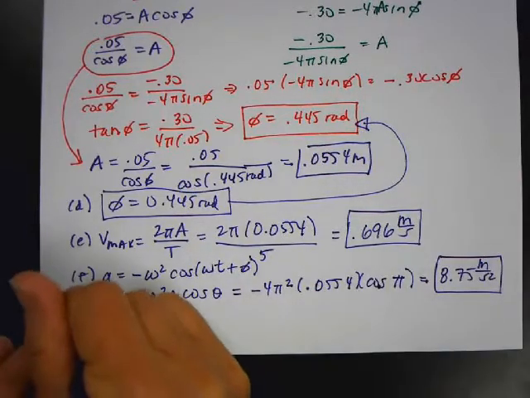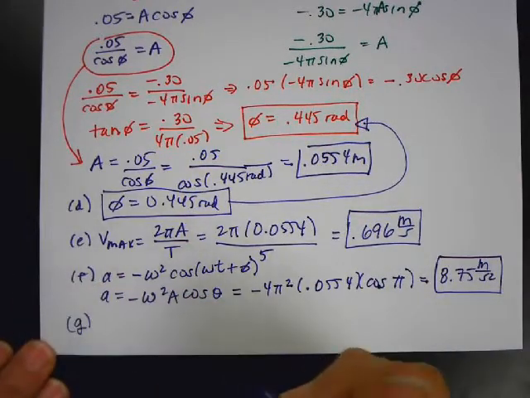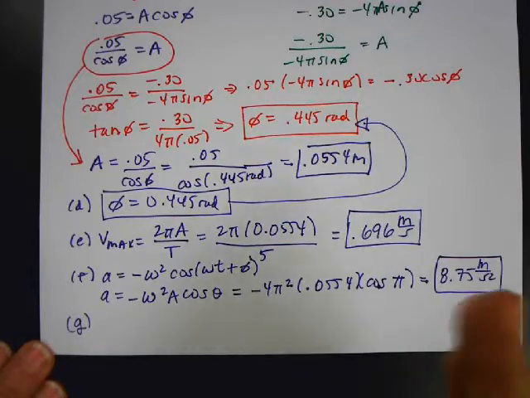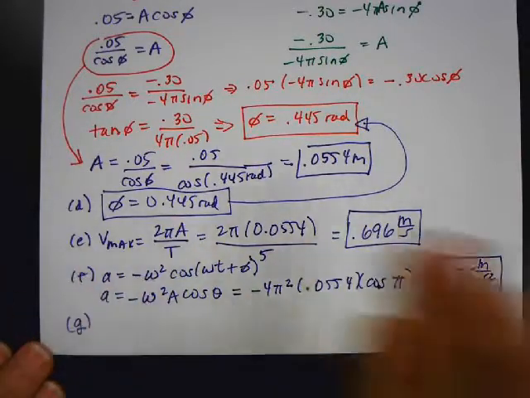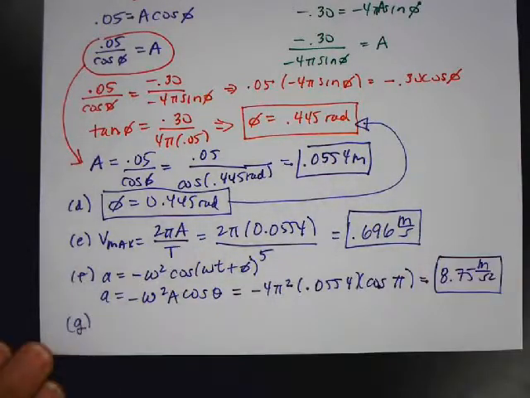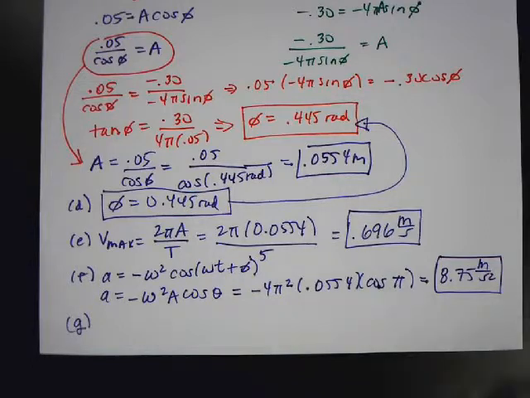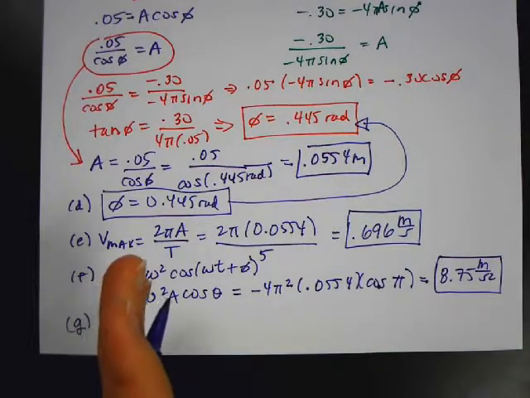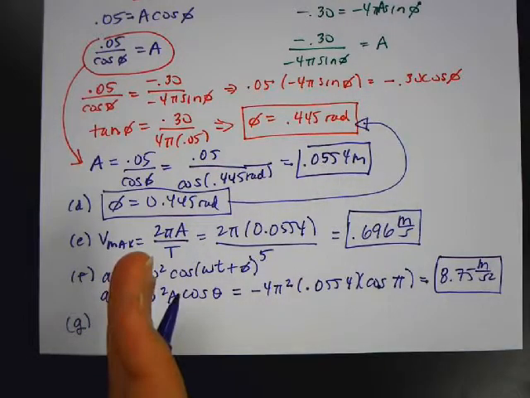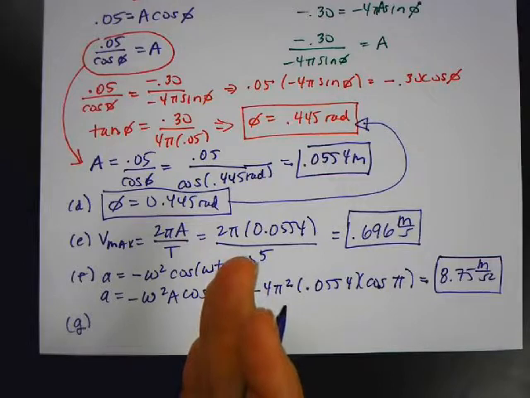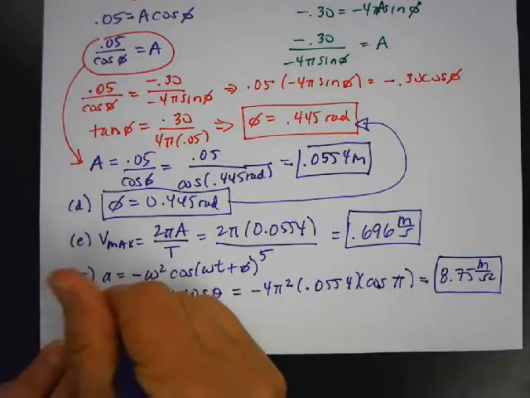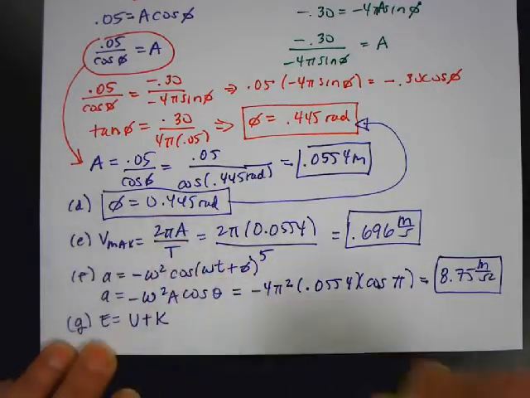Part G, ooh, we're running out of space. It says find the total energy. So like I said before, when you have a horizontal mass oscillating in simple harmonic motion, when you think about it in terms of conservation of energy, at the maximum displacement, the potential energy is a maximum and the kinetic energy is a minimum. At the equilibrium position, the potential energy is 0 and the kinetic energy is a maximum. So we know the total energy is a sum of K plus U.